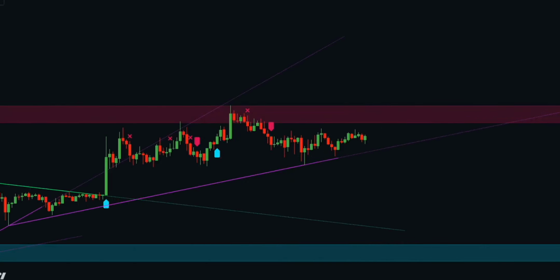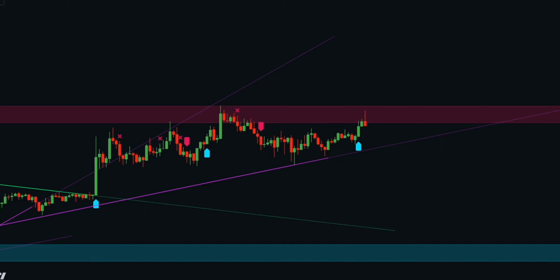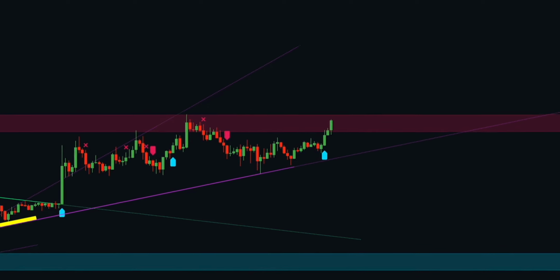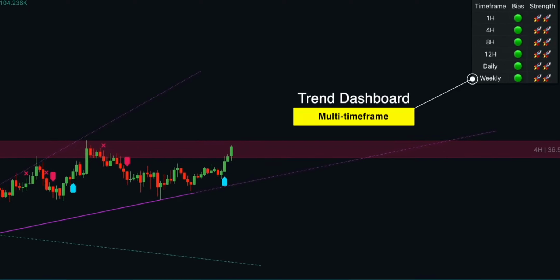In order to make sure we buy in an uptrend, 2 conditions must be met. The first condition is to have a purple trend line connecting previous lows. There must be no green trend lines above the price, signaling lower highs. The second condition is a positive trend on the dashboard.